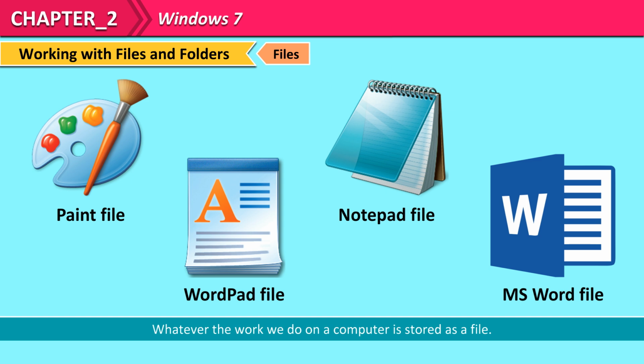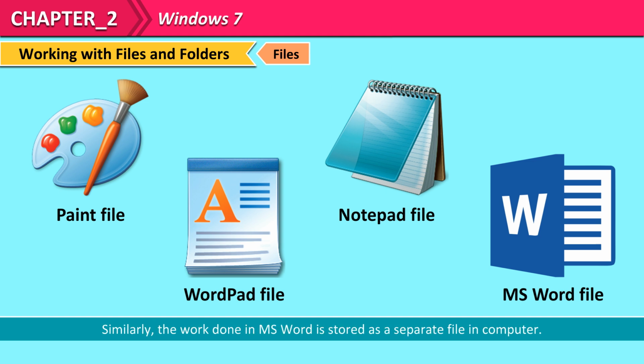Working with files and folders. Files. Whatever work we do on a computer is stored as a file. A file is a collection of data stored in the form of pictures, text, videos, or audios. For example, when we draw a picture in Paint, it is stored as a file on the computer.